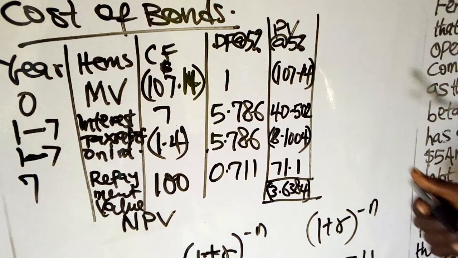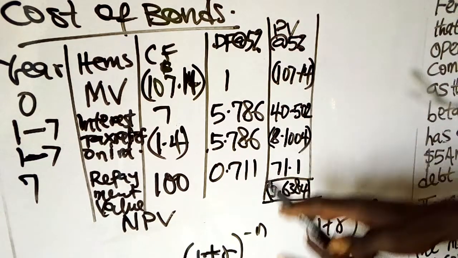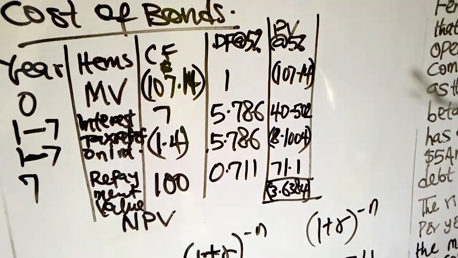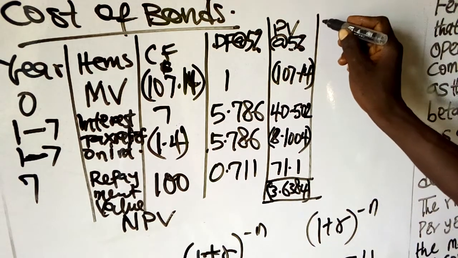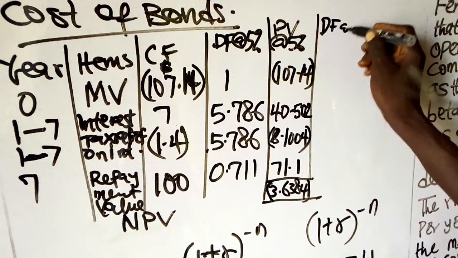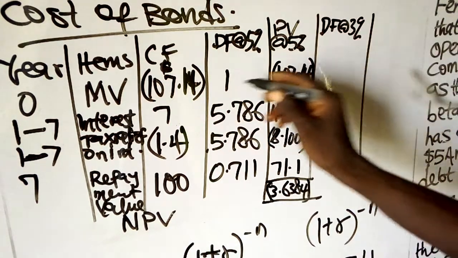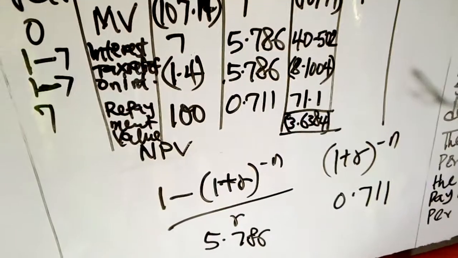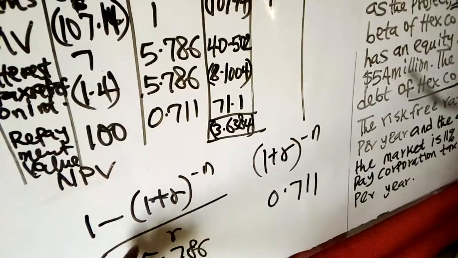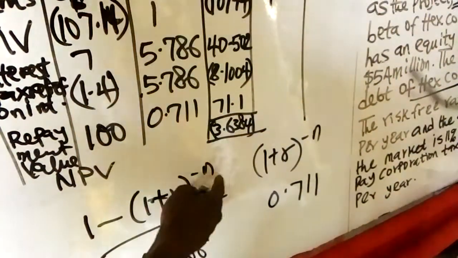Since this is negative, to get the positive one you try another rate that is lower than what we have used previously. We've used 5% and we got negative. So let's try 3%. Discount factor at 3%. Year 0 will always be 1. Now you need year 1 to 7. The same formula will be used. Remember, our r becomes 3%, n remains 7.